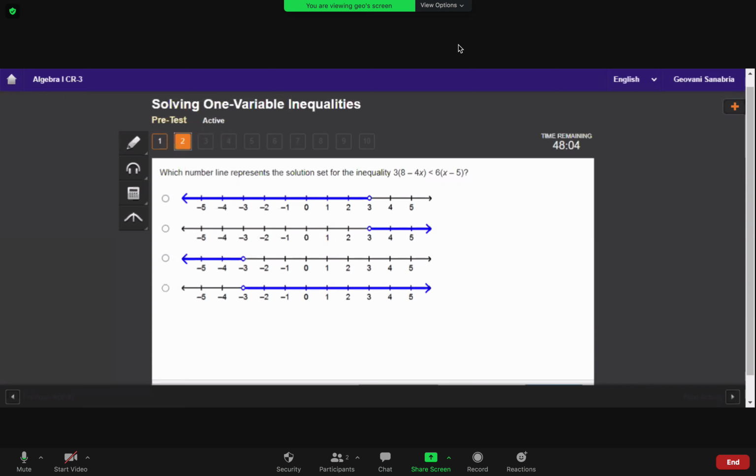So you'll have to distribute the 3 to the 8 and the -4x, and you'll have to distribute the 6 to the x and the -5. So you do 2 steps of distributing, and then variables to one side, numbers to the other. Do you want to try the whole thing and then I'll check you afterwards, or do you want me to walk you through? Okay. We'll do it right now.